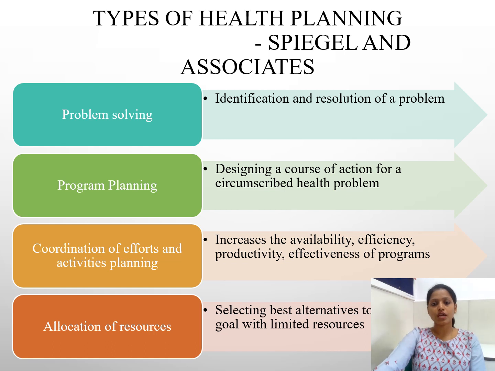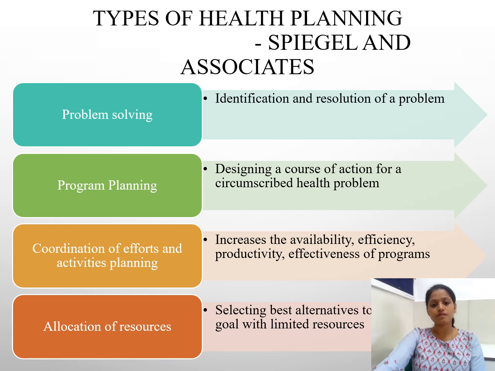There are four types of health planning which was given by Spiegel and Associates. And we have problem solving planning. If there is a problem and we identify it, and when we want to resolve that problem, we go for this problem solving program. For example, if there is a problem of dental fluorosis in a community, a plan which solves this problem comes under this particular category of problem solving program.